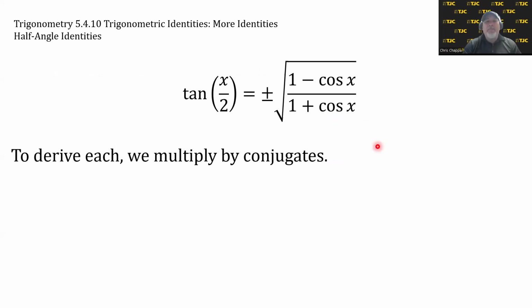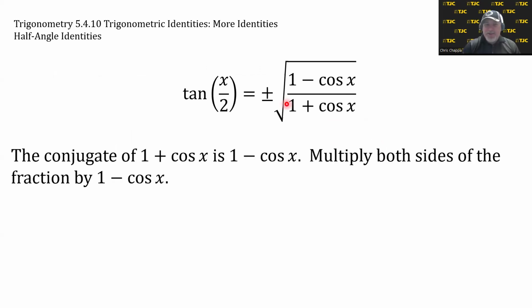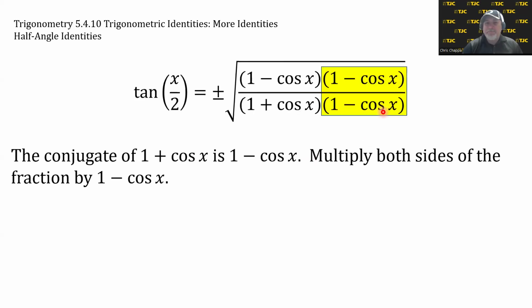And just a reminder, when you have an addition or a subtraction problem, its conjugate is the corresponding subtraction or addition problem. For example, the conjugate of 1 plus cosine of x is 1 minus cosine of x. And there's an advantage to multiplying conjugates. We're going to multiply both sides of this fraction by 1 minus cosine x, like that.